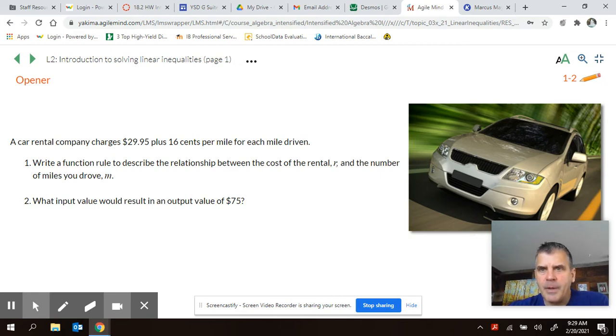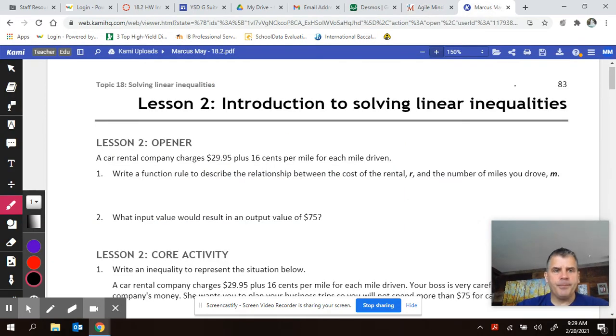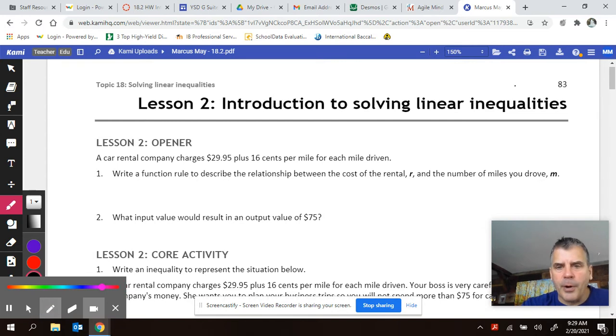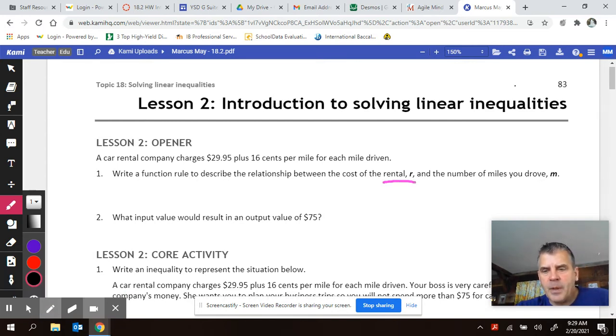All right, guys, welcome back. Hopefully you did what I asked you to do. Let's look at what they're actually asking us. They're telling us that we have this rental, R. That's going to be the fee that you pay when you drive a total of M miles. That helps you to start formulate what's happening here.